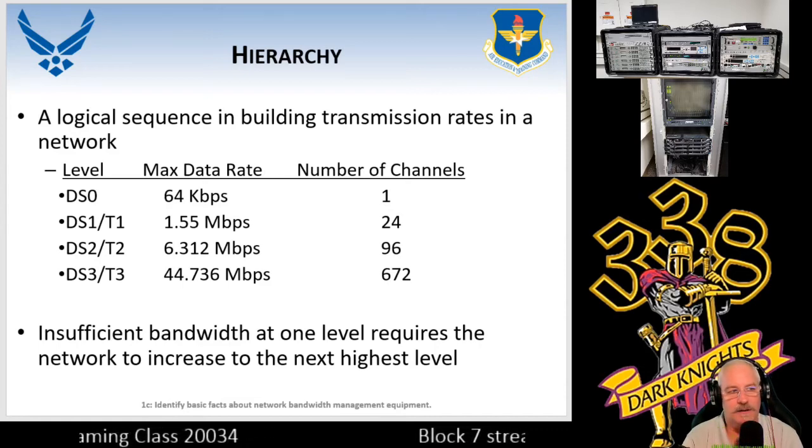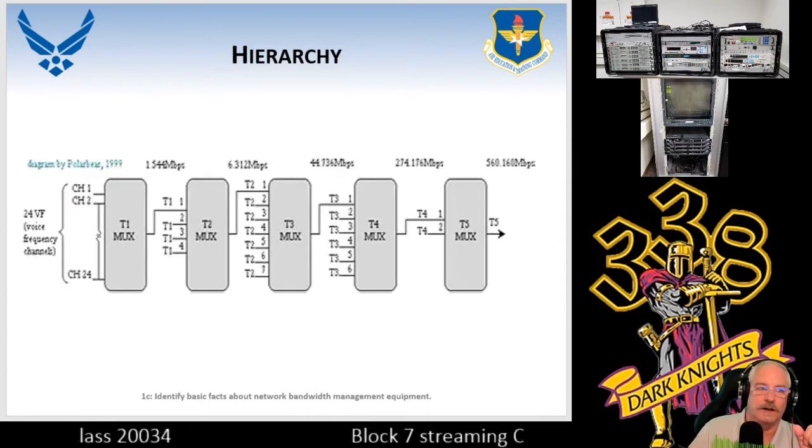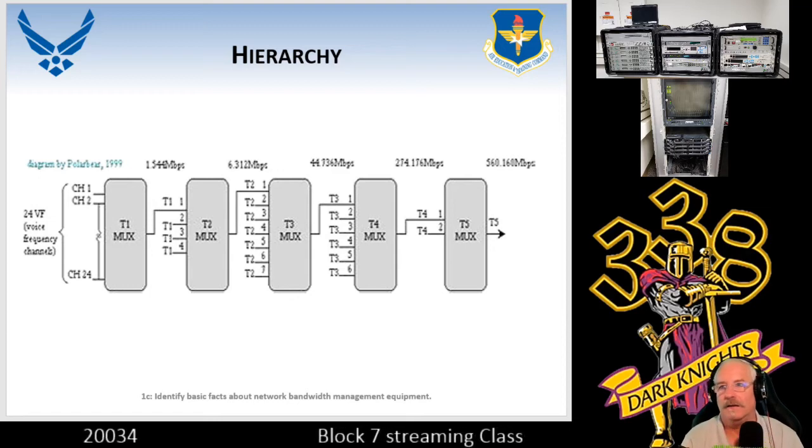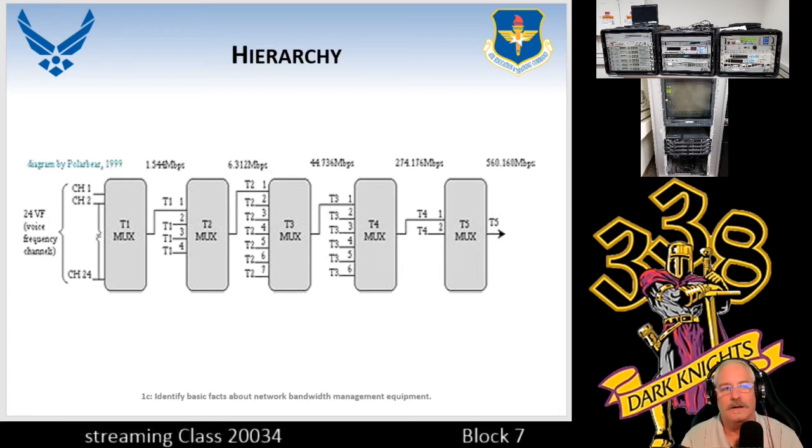Then you got a DS3, which is a T3 line. I can't remember how many it is, but let's look at the next one here, which gives us an idea how we're building these multiplexers. So when we have a T3 line, we have 7 T2 multiplexers coming into it. When it comes out, it's a T3. To get a T4 line, you got to have 6 of the T3 multiplexers to get a T4 out. You can see as it keeps going, it increases.